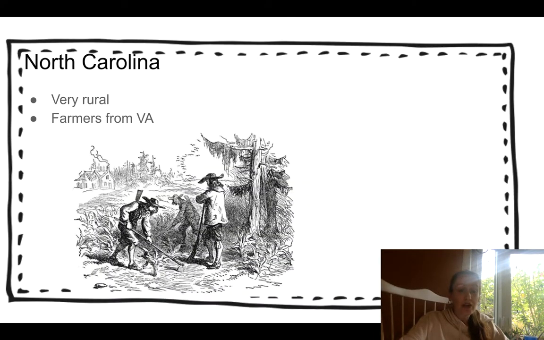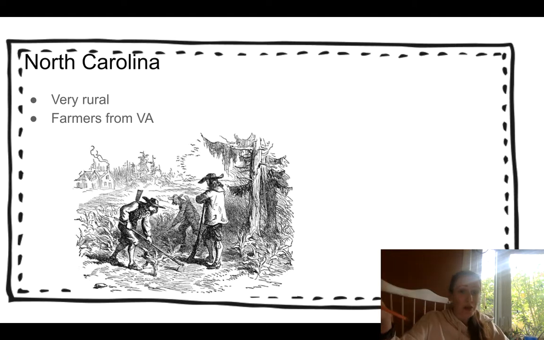So North Carolina was very rural. A lot of farmers from Virginia came there. In 1712, North Carolina was mostly a refuge for poor whites from what became the part that was South Carolina, and also religious dissenters from there and from Virginia.